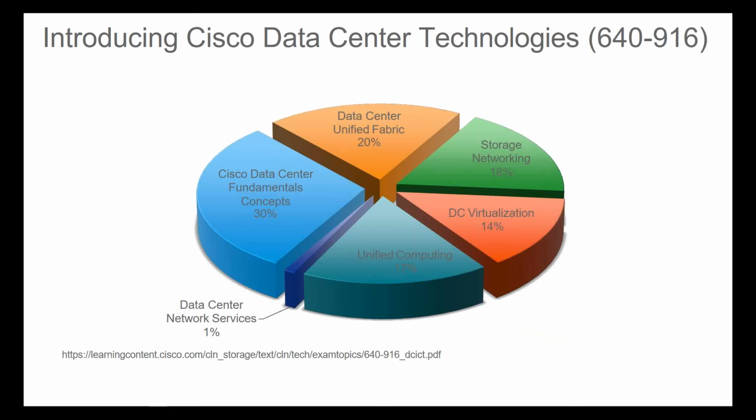Introducing Cisco Data Center Technologies is comprised of 6 distinct groups that are going to be tested to a certain weight. The last 2 weeks we've done Cisco Data Center Fundamental Concepts, which is worth 30% of the test. Today we're going to do the Data Center Unified Fabric, which is worth 20%, and it's going to be finished today. Then we're going to go to storage networking, which is worth 18%, where somebody's going to be taking over, followed by unified computing for 17% and data center virtualization at 14%. There's also a 1% block of data center network services, so they can ask you an annoying question about something you're not going to want to know the answer to.